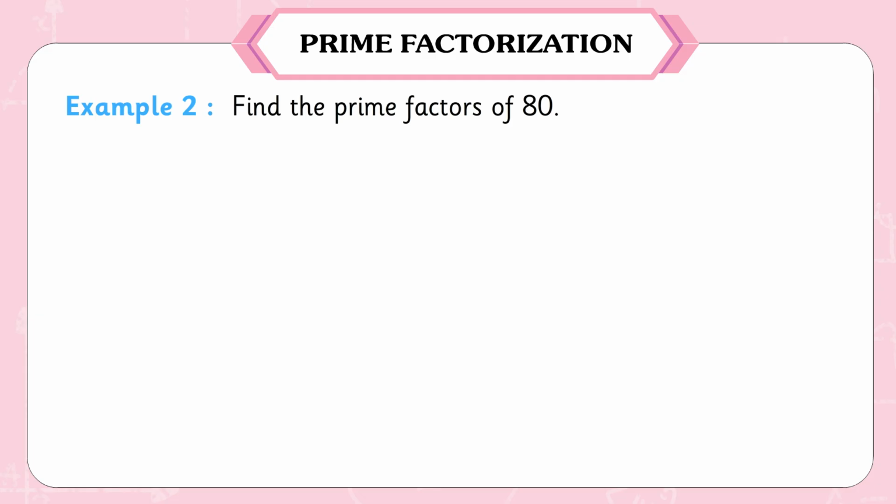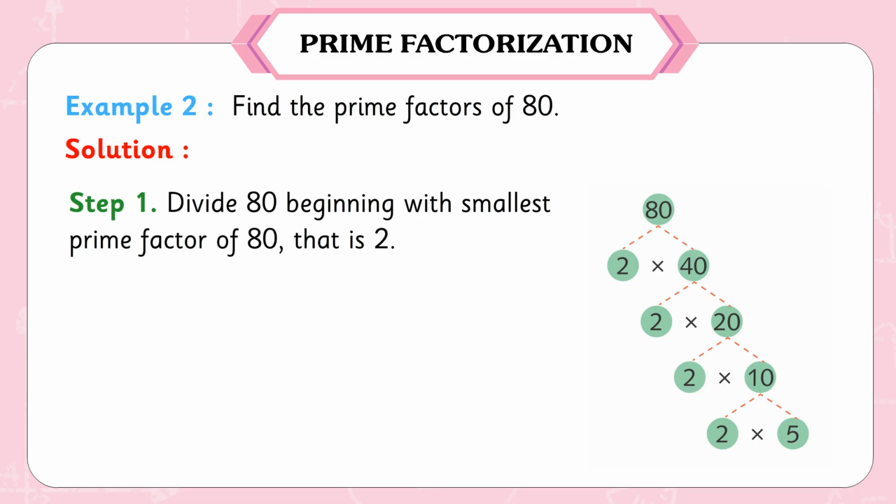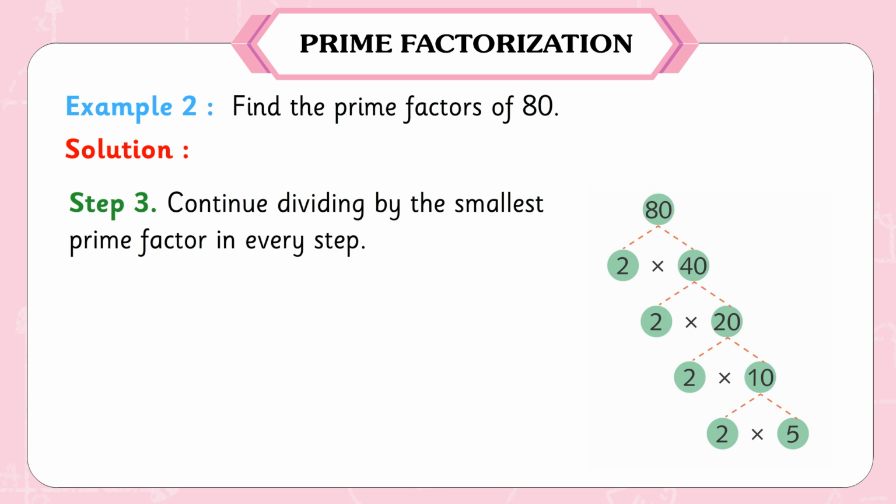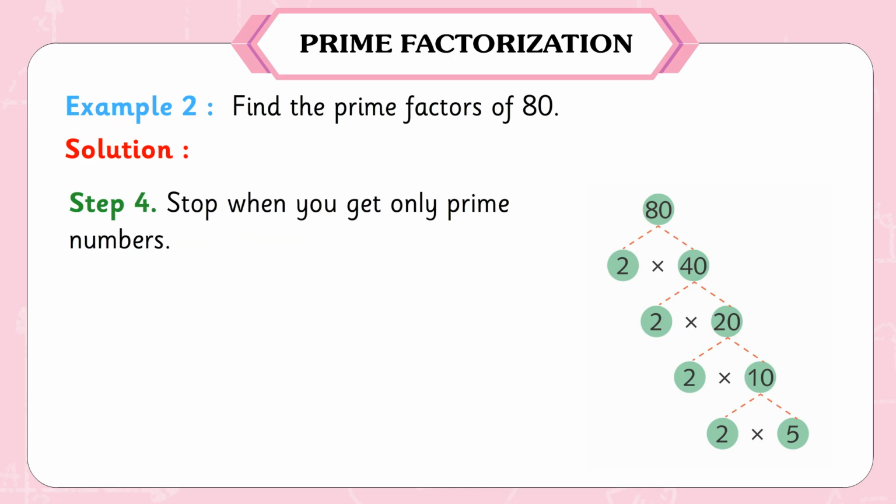Example 2. Find the prime factors of 80. Solution. Step 1. Divide 80 beginning with the smallest prime factor of 80, that is 2. Step 2. Next, find the smallest prime factor and divide by it. Step 3. Continue dividing by the smallest prime factor in every step. Step 4. Stop when you get only prime numbers. Answer. 80 is equal to 2 into 2 into 2 into 2 into 5.